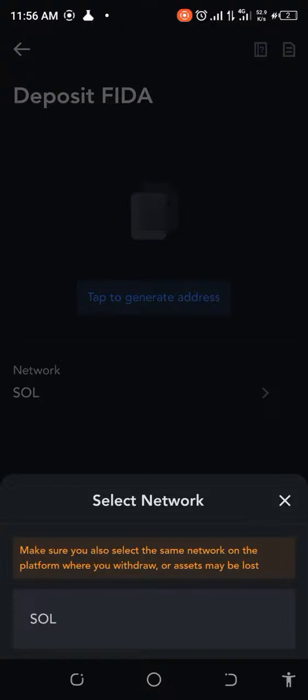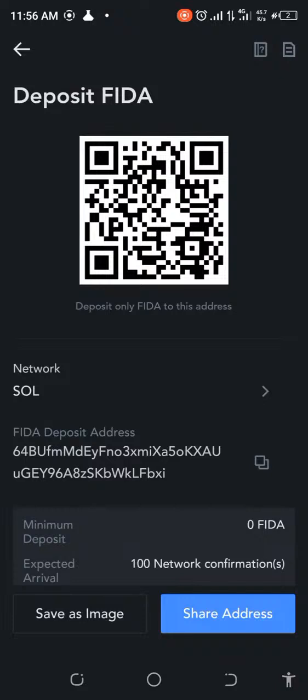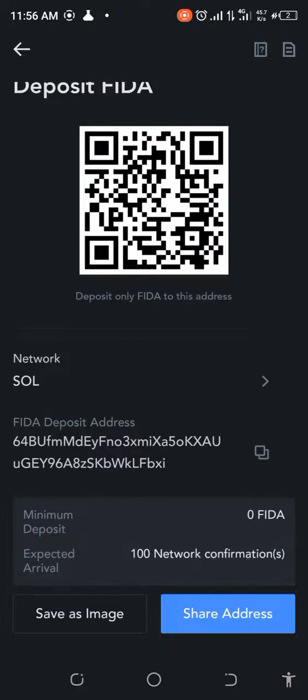Okay, so it says that we need to tap to generate. Okay, so then this is the address. So let's quickly copy that. All right, so I've copied it.